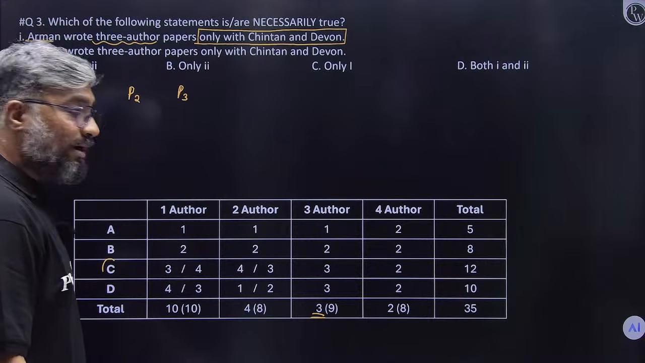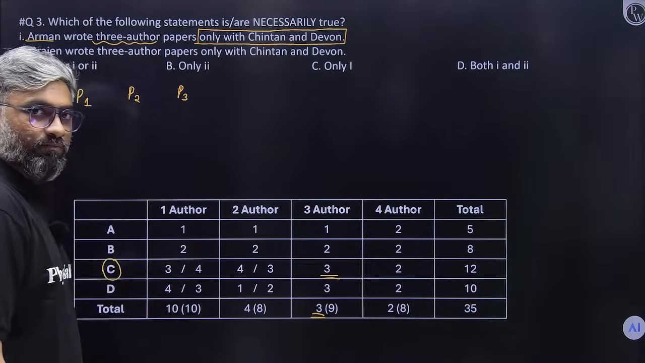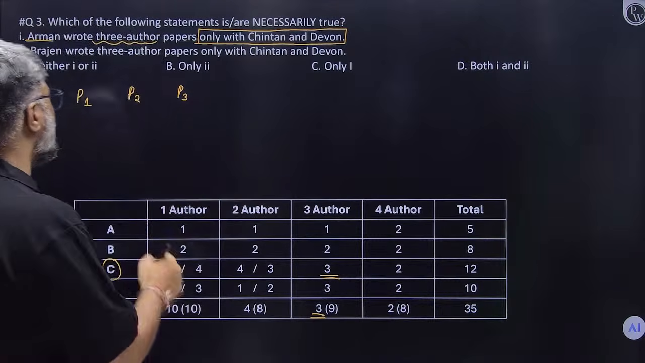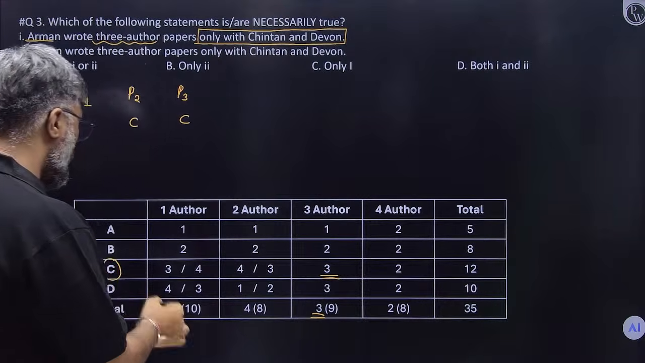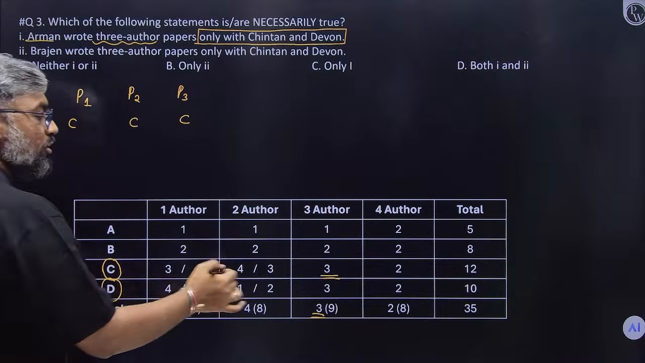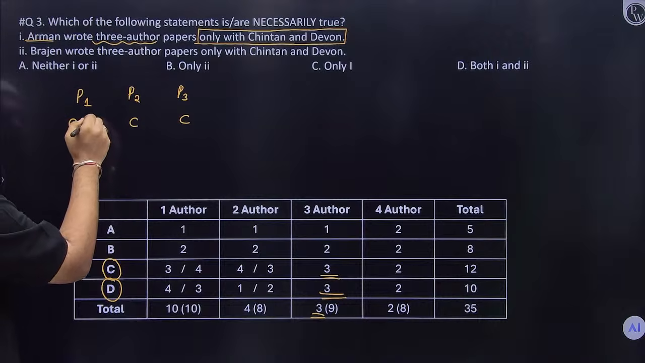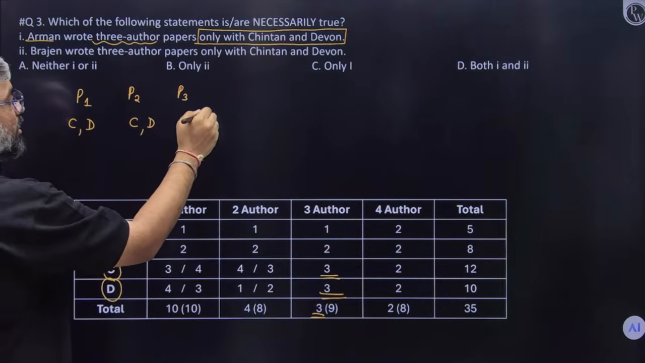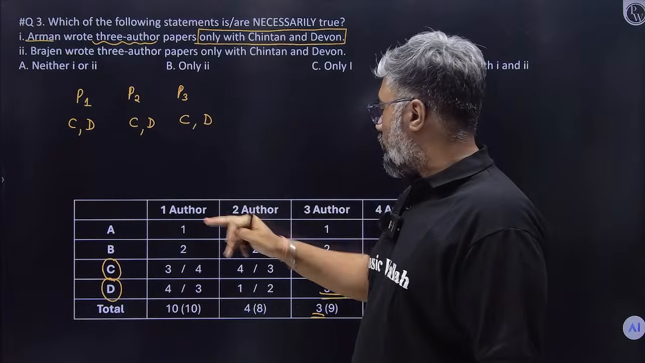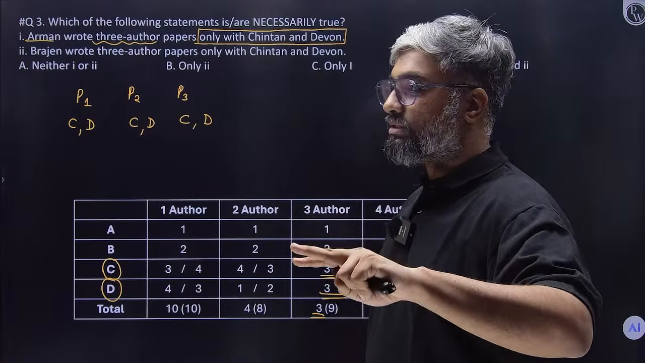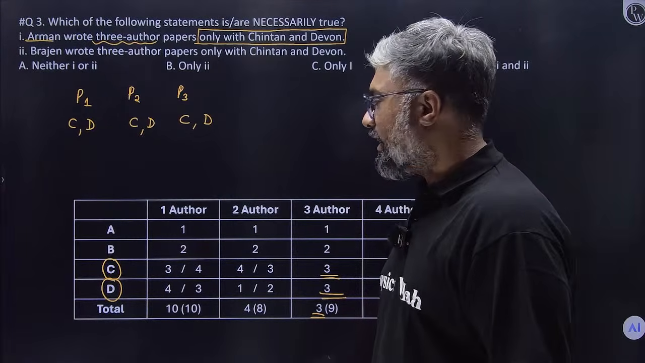Okay. What do I know? I know that Chintan has contributed in all the 3 papers. Devon has also contributed in all the 3. So Devon has contributed here also, here also, here also. Out of 3 authors, I already know 2 authors. One author is pending. Who is that pending guy?